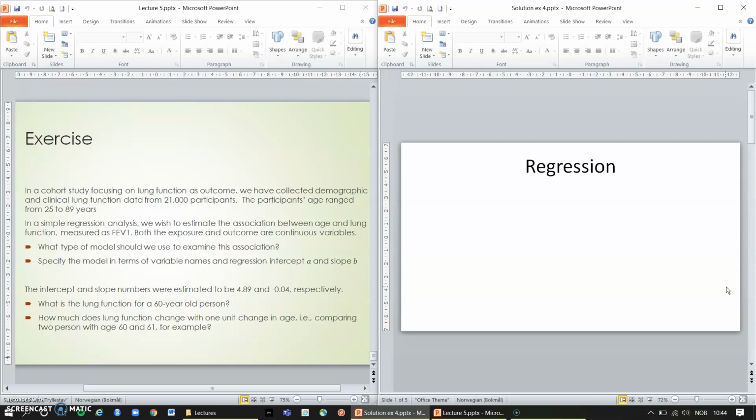In the first question, we are asked to explain what type of model we should use to examine the association between age and lung function. The answer to this is simple. Because FEV1 is a continuous variable and our outcome variable, we will of course use a linear regression model.